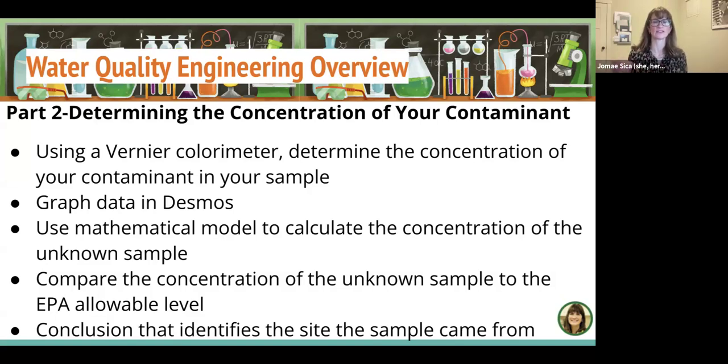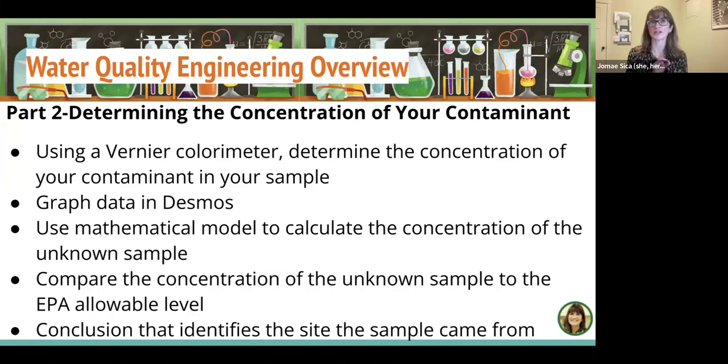So it's kind of nice to be easing back into easier relationships than maybe what students have done in the previous couple of units. And then they're going to use that mathematical model to calculate the concentration of their unknown. When they put their unknown into the Vernier colorimeter, it's going to tell them what the absorbance is, but then they will have to put the absorbance into their mathematical formula to be able to figure out what the concentration of the unknown sample is.